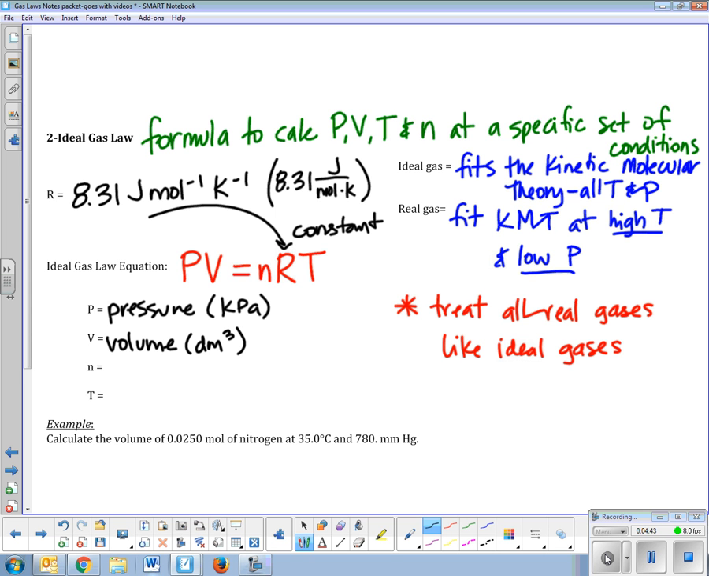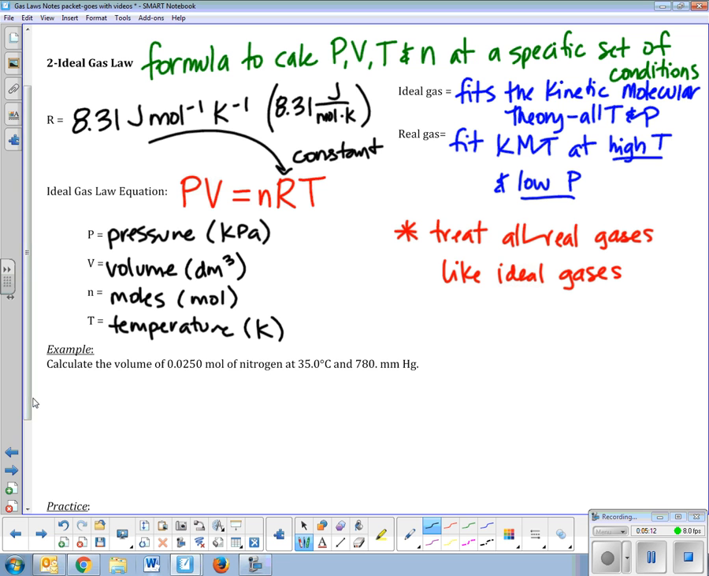The moles are N, and they are essentially already a unit. And temperature for T needs to be in Kelvin. So that's why in the last video you learned how to convert Celsius to Kelvin, right? Adding 273 will give you Kelvin from Celsius. All right, so let's do an example problem.